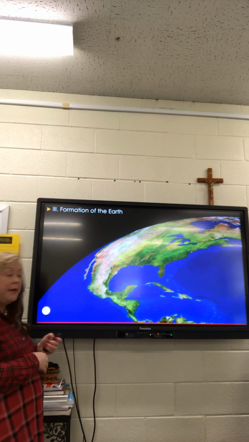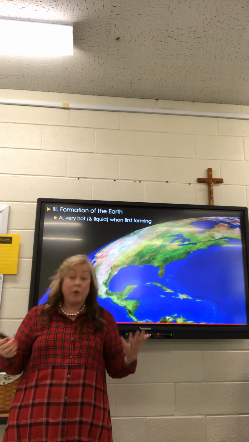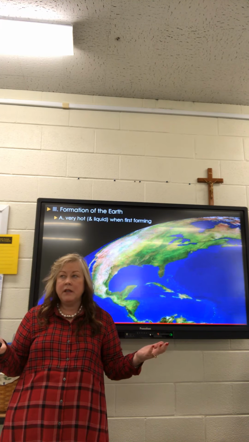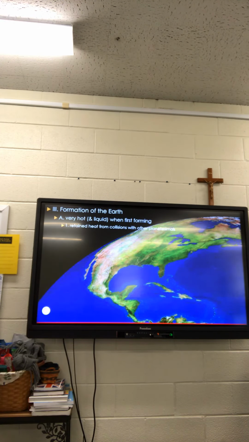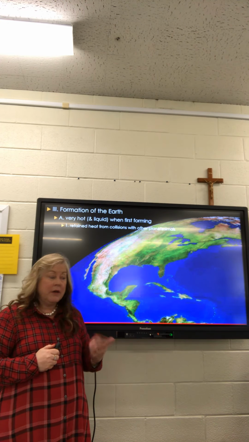All right, formation of the Earth, finishing up. When the Earth was first forming, it was amorphous, meaning it didn't really have shape or form. It was a ball of liquid goo. And this liquid goo was hot, right?